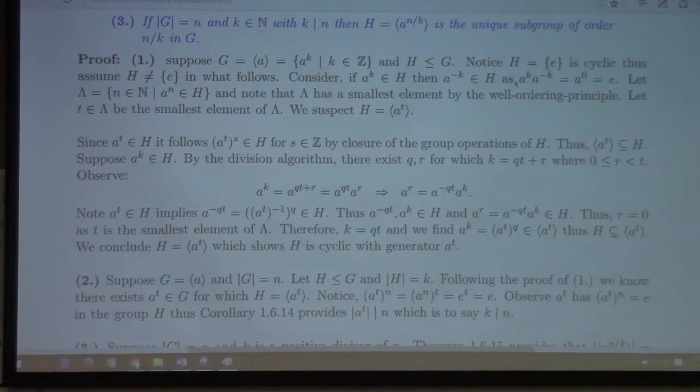Uh-oh. Well, what does that mean? Well, that's very troubling if a to the r is not the identity element, because that would say that r would be a smaller element than t, which is impossible, right? So therefore r is equal to 0, and what's that tell us? That tells us then that a to the k is equal to a to the qt, which is to say that h is a subset of the subgroup generated by a to the t. Then we have double containment. Just like we did earlier today, we get equality of the sets.